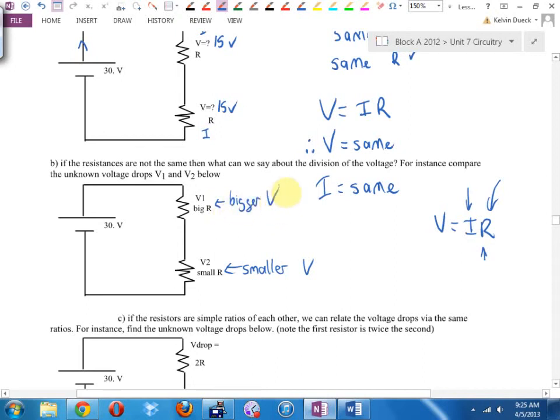I said a big resistance was like a really scary hill. It's got a bigger drop. It uses a bigger voltage. That's why people are scared of it. If you're looking for a way to remember this: big resistance, going to use more voltage because it's a scarier drop.